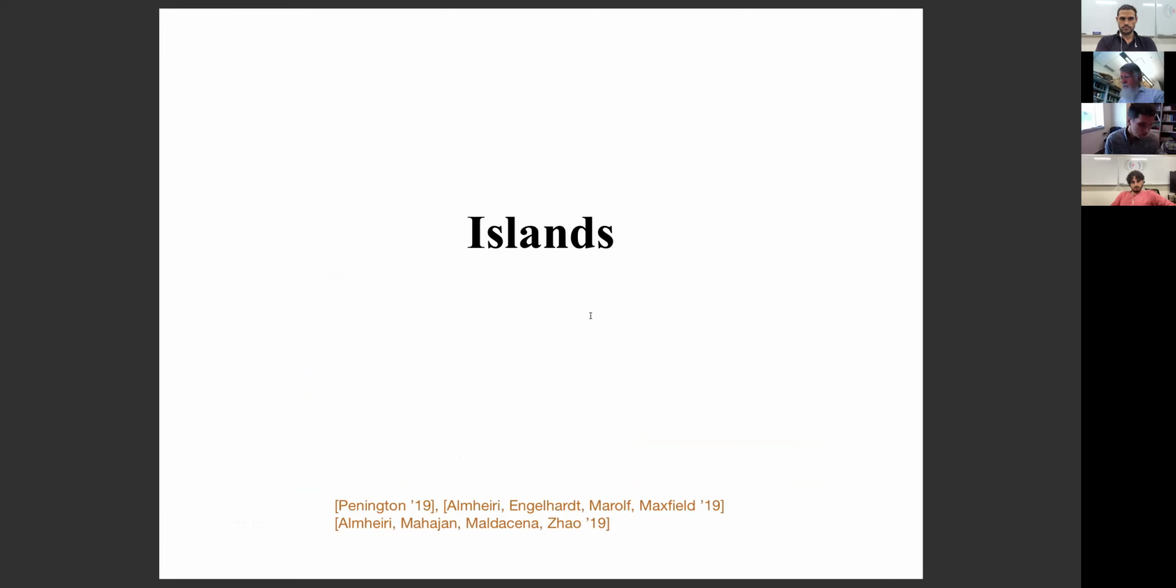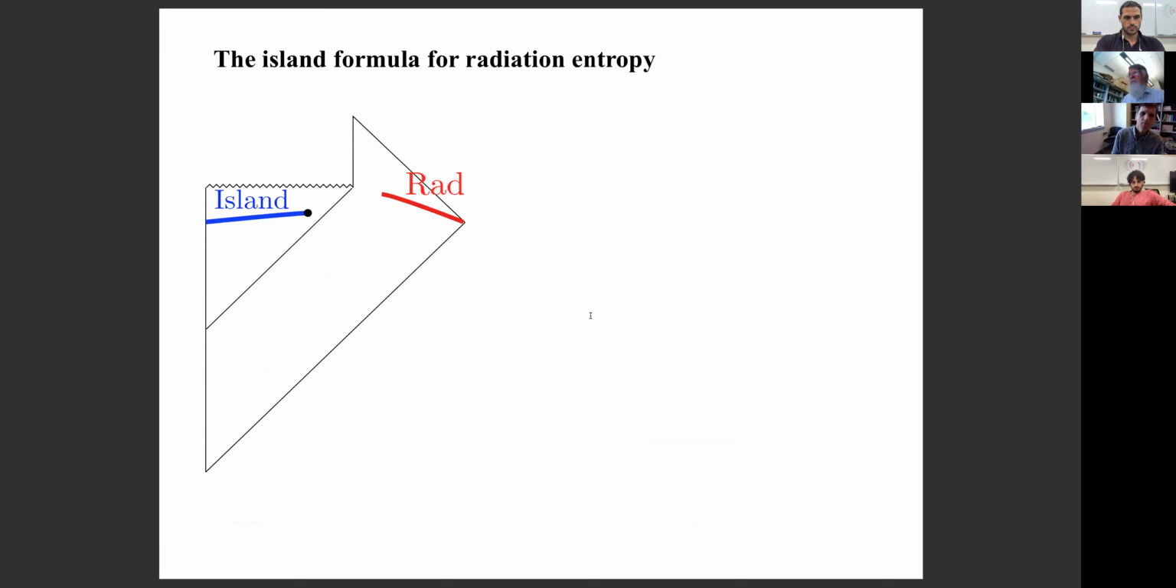Okay, so I'm first going to describe the answer. This was a proposal, it's called the Island proposal. Let me state the proposal. We have this evaporating black hole. We're interested in calculating the von Neumann entropy of the radiation region, the red region outside the black hole here. And the proposal is the following formula calculates that fine grain entropy.